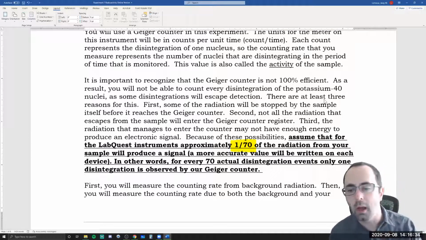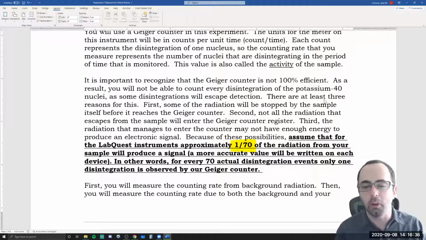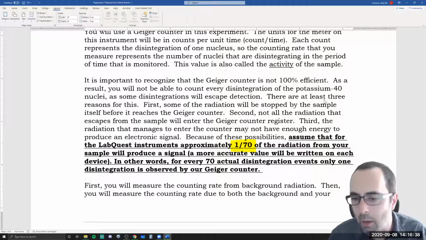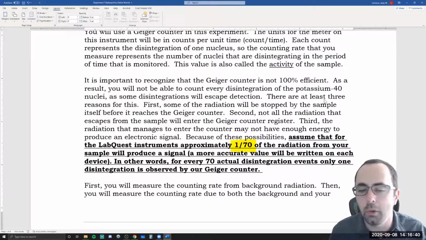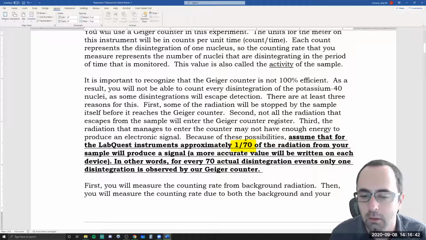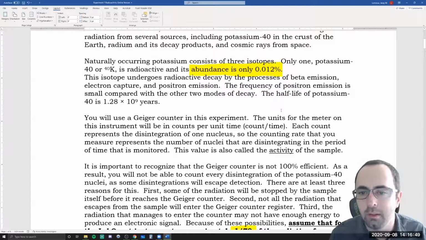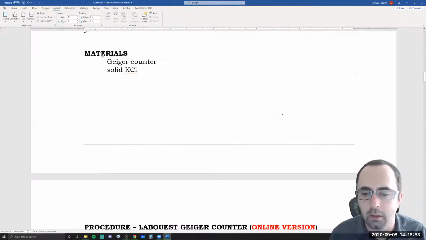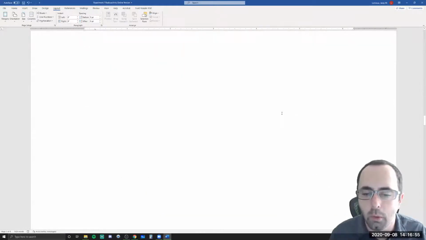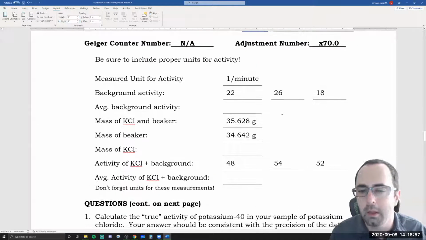So however many radioactive events that we actually observe, we're going to multiply those by 70. If we use the real Geiger counters in the lab, they all have a multiplier factor, which is around 70, but it's been calibrated to be exact for that particular Geiger counter, up to 3 sig figs. And so we're going to have to use both of these pieces of information in our calculations later.